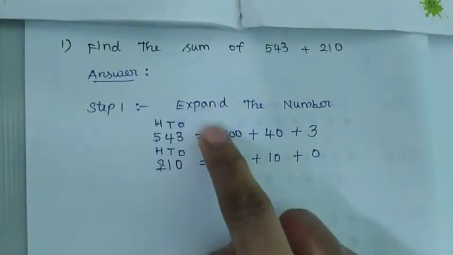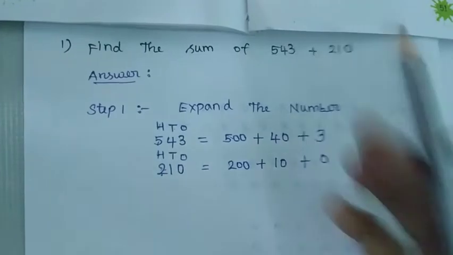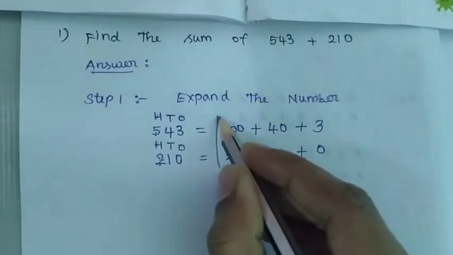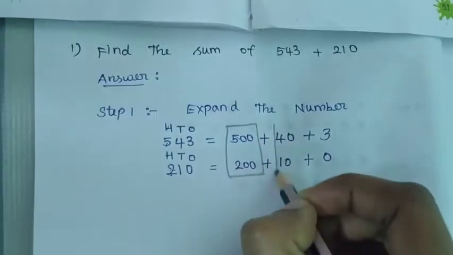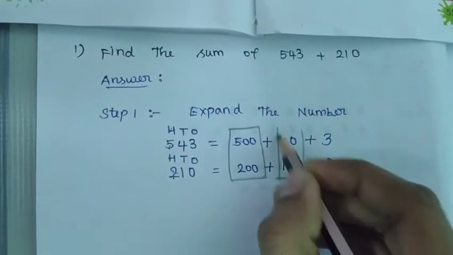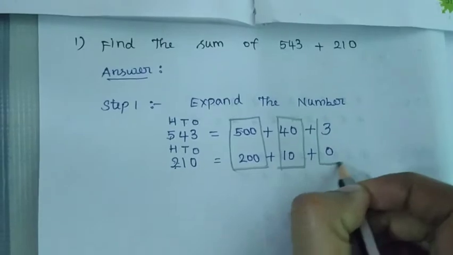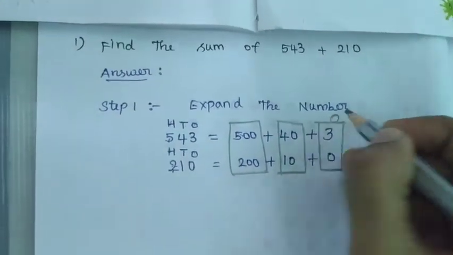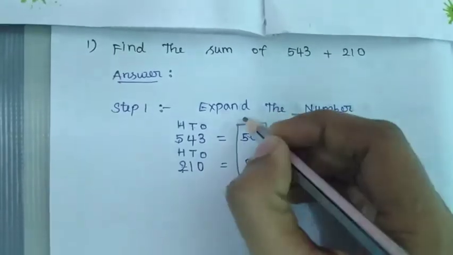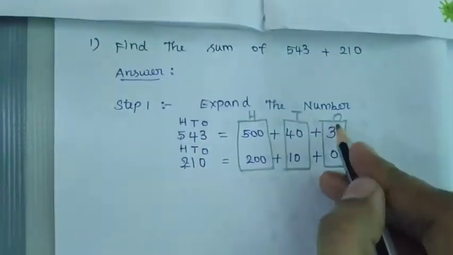Then after that we want to put the boxes. For the hundreds, one box. The second number, one box. The last number, one box. And put ones, tens. The last box is ones, the one before is tens, and the one before that is hundreds. Ones, tens, hundreds.